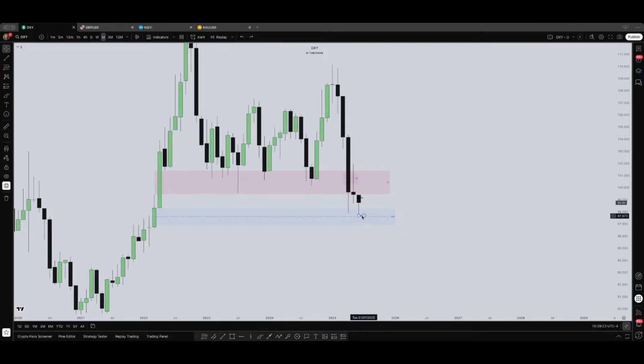So keep that in mind. Also, this is kind of a rejection. You see this week just touched it, but it immediately went out of the area of the 3 month fair value gap. Okay. We have this in the chart. Let's go to weekly.